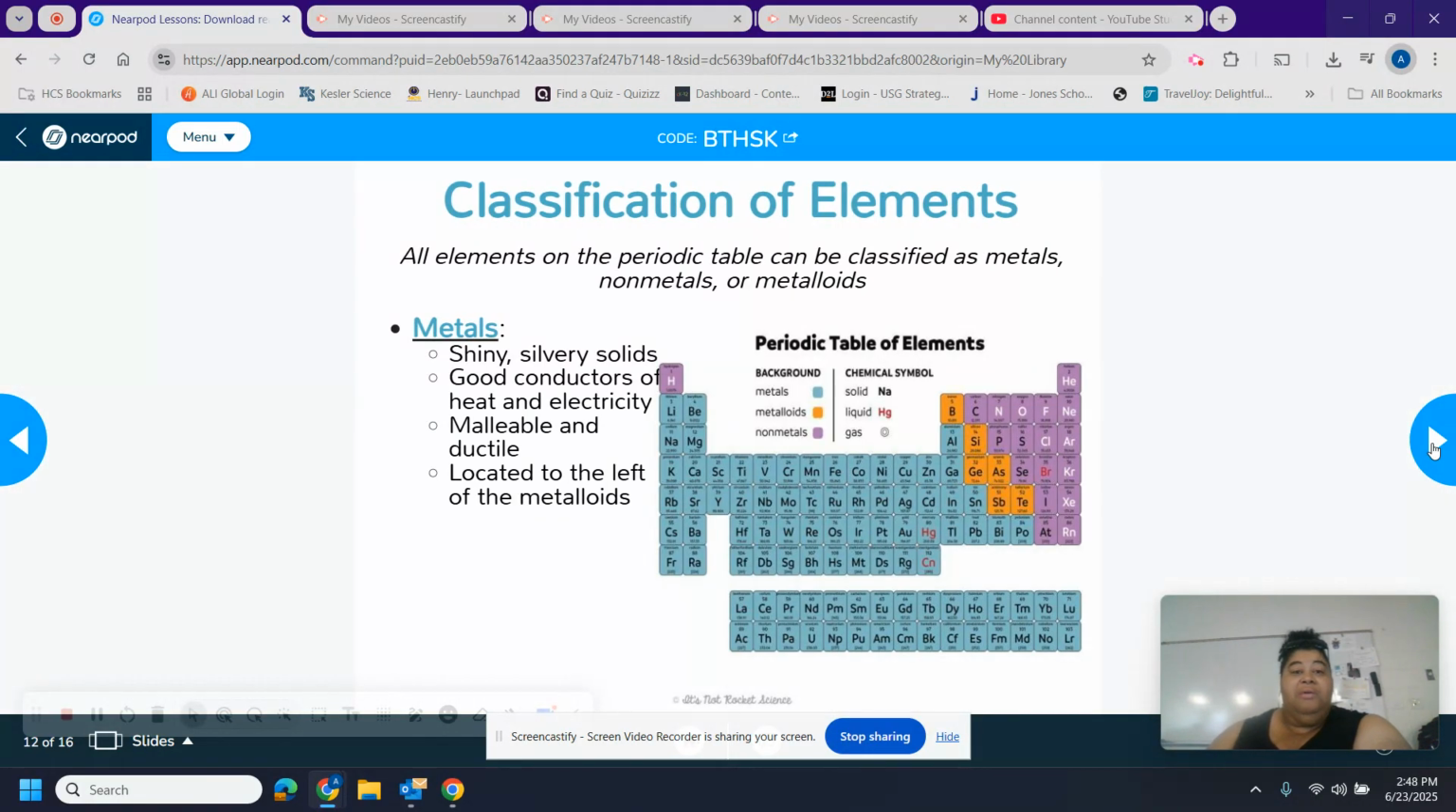Classification of elements: metals, nonmetals, and metalloids. In the remainder of the lesson, you're going to go through and review the information, and then you're going to complete formative assessments and a drawing activity.